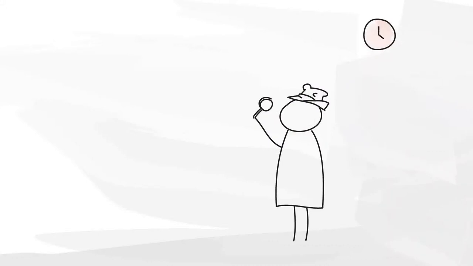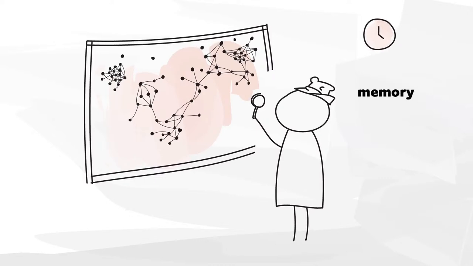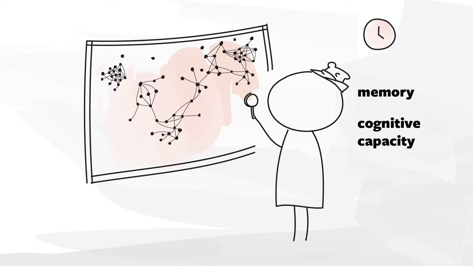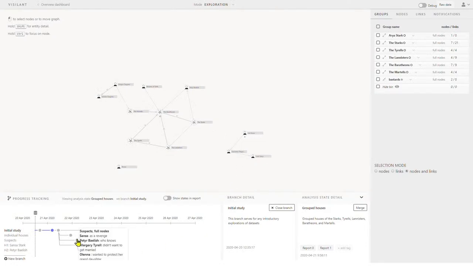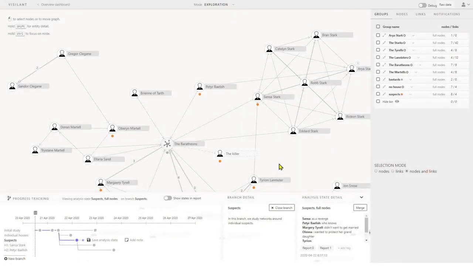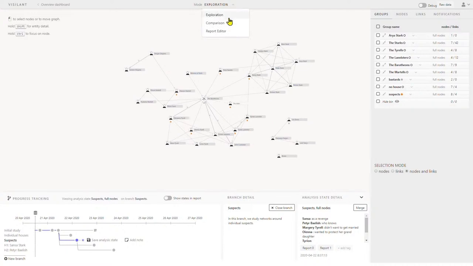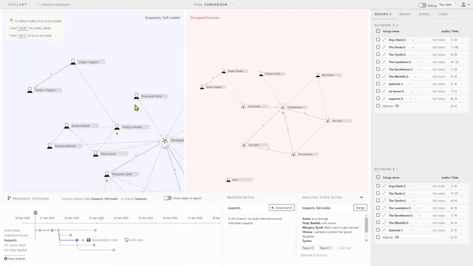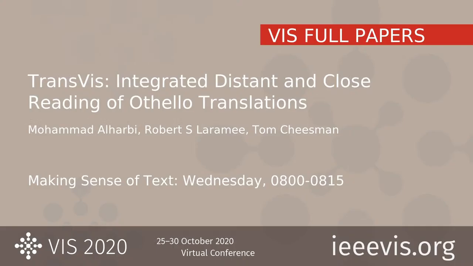The daily work of criminalists consists of analyzing relationships in complex data while proposing and verifying multiple hypotheses, often under heavy pressure. This poses high demands on their memory and cognitive capacity. We present Visaland, a tool that helps investigators track their visual exploration and reasoning. It organizes analytical state in a graph structure which can be revisited and shared with colleagues.